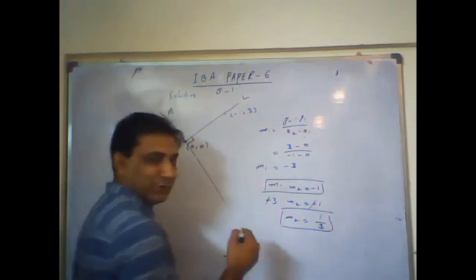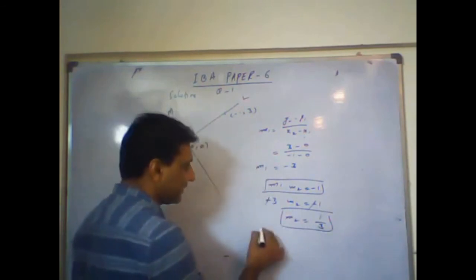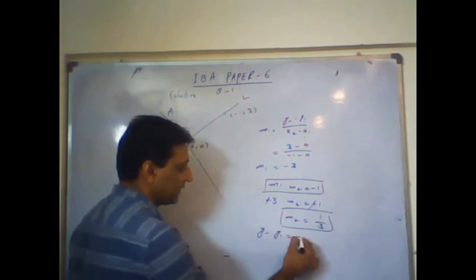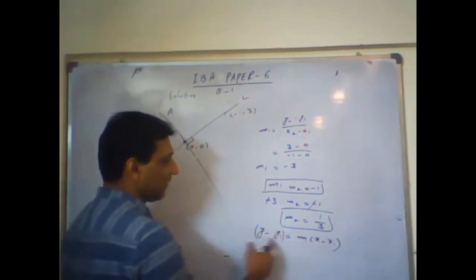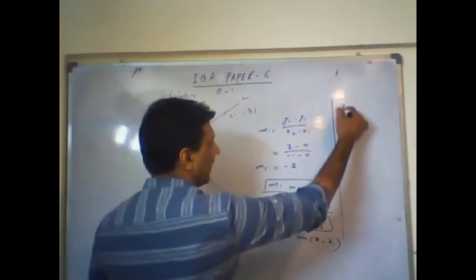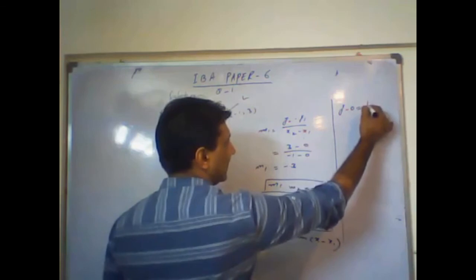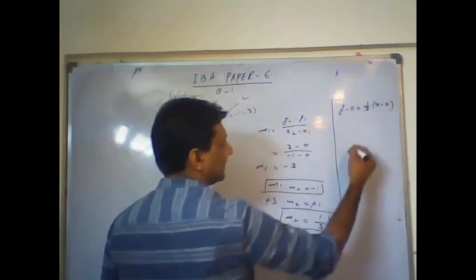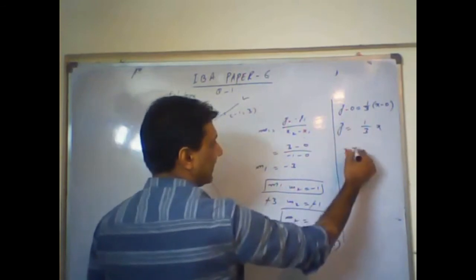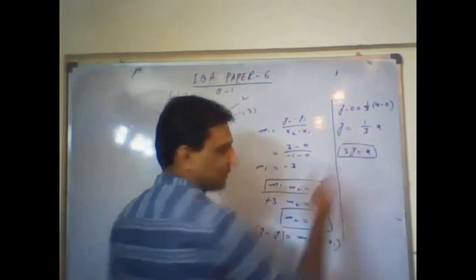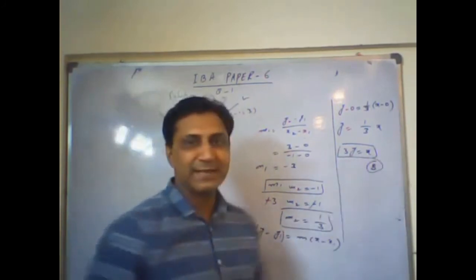So we have got the slope of the other line. Now you can find the equation of line M by using y - y1 = m(x - x1). Putting in the values, y - 0 = (1/3)(x - 0). So y = (1/3)x, which gives 3y = x. This is your answer. So the answer is option B.